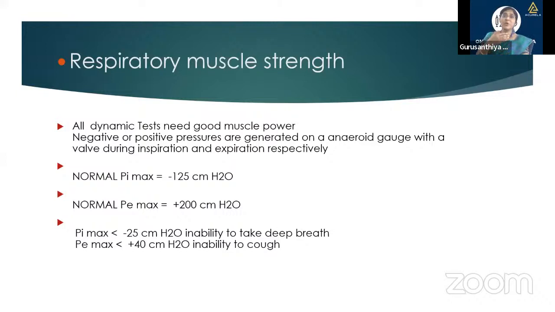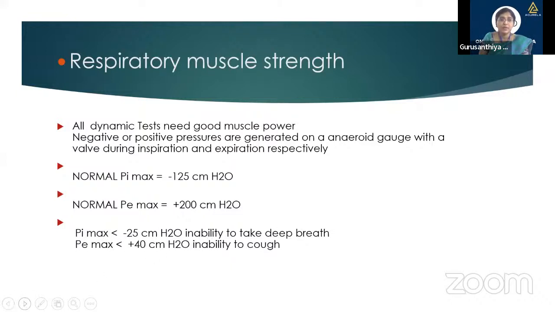The negative pressure or positive pressure generated during inspiration and expiration respectively is measured using an aneroid gauge meter, and the normal peak inspiratory pressure is minus 125 centimeters and the expiratory pressure is somewhere around 200 centimeters. And if the PI max is less than 25 centimeters of water, there is going to be inability to take a deep breath.